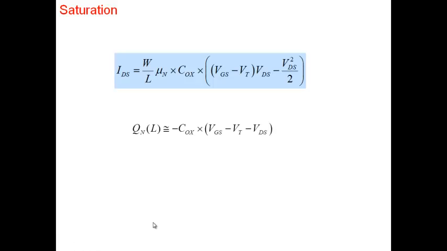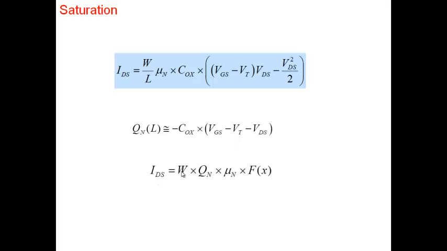Now, these are things that you're familiar with. This is the expression that we have derived, and this is based on an inversion charge. If I look at the inversion charge at the drain end, we have minus Cox (VGS minus VT minus VDS). So as I keep on increasing VDS, the inversion charge at the drain end keeps on reducing. While at the source end, we have Cox (VGS minus VT). At the source end, the inversion charge is constant. At the drain end, the inversion charge decreases.